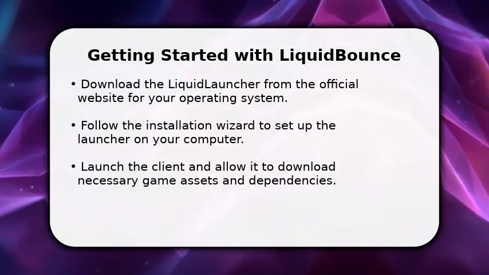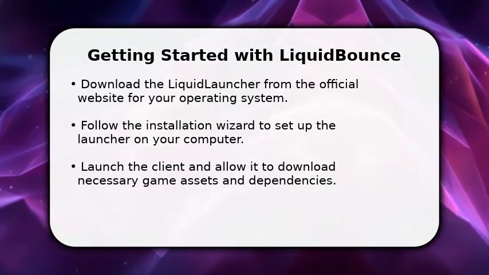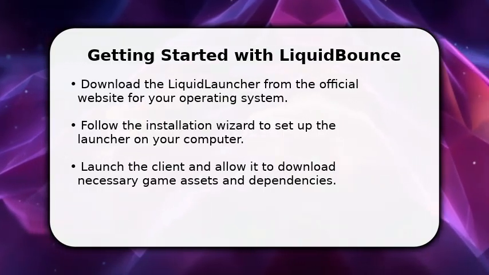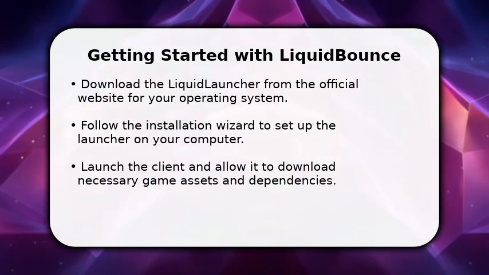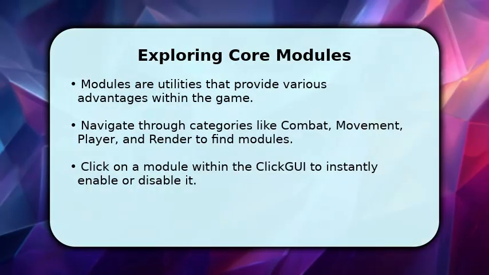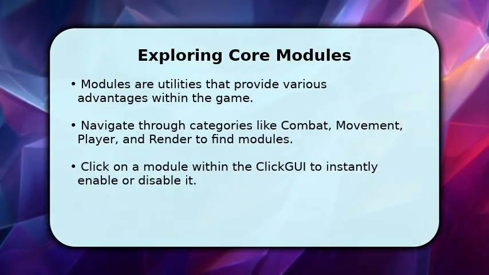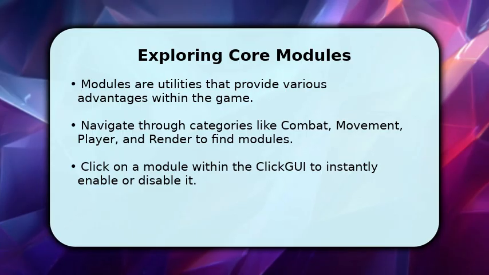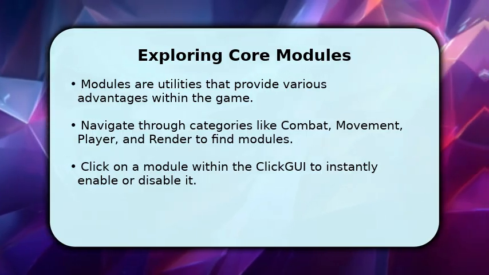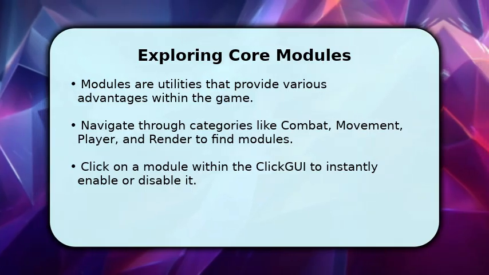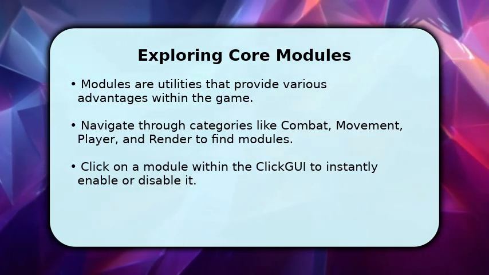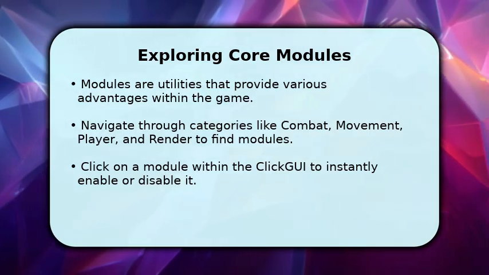After this quick setup, you can easily open the main menu, known as the Click GUI, by pressing the right Shift key on your keyboard. This is your gateway to all the client's powerful features. Liquid Bounce offers a wide array of modules, which are essentially powerful utilities designed to enhance your gameplay. These modules are neatly organized into categories such as combat, movement, player, and render, making them easy to find.